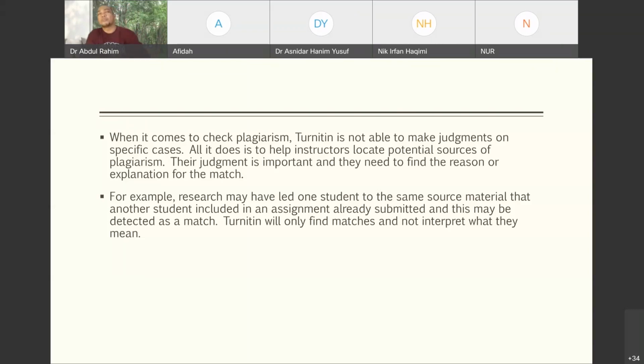Okay, if the matches are too many, marks will have to be deducted because the student is effectively copying, plagiarizing the words. For example, research may lead one student to the same source of material that another student included in an assignment already submitted, and this may be detected as a match. Turnitin will only find matches and not interpret what they mean.